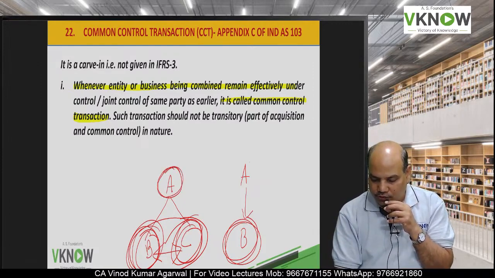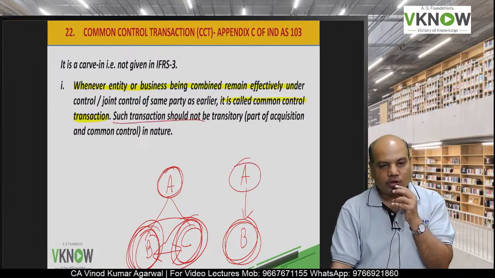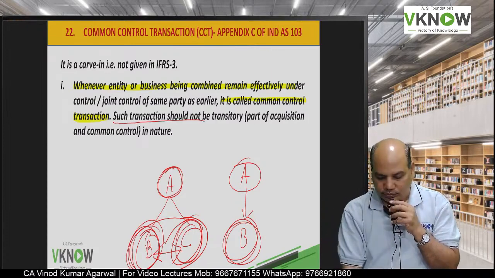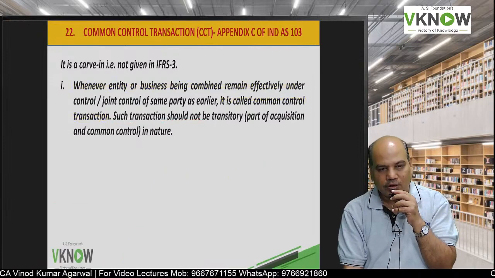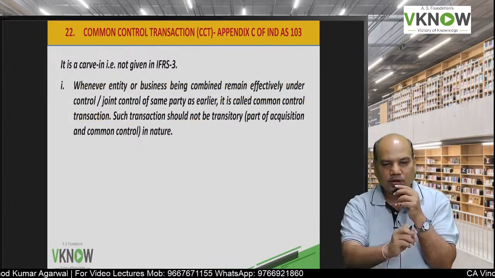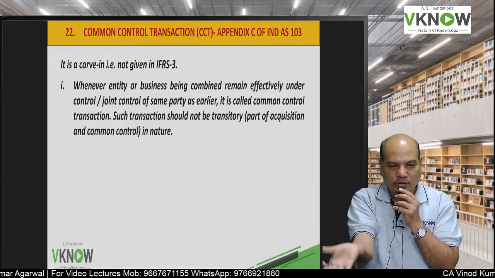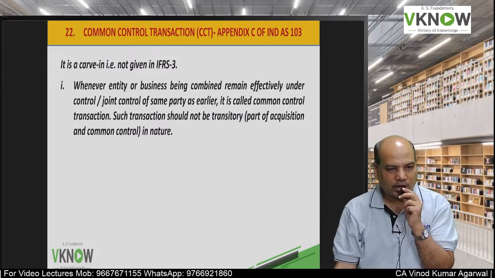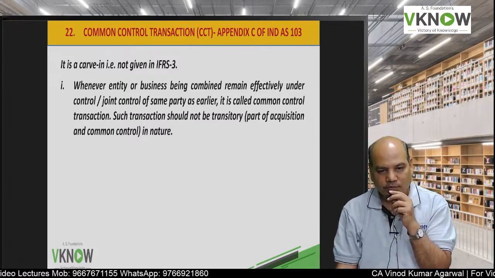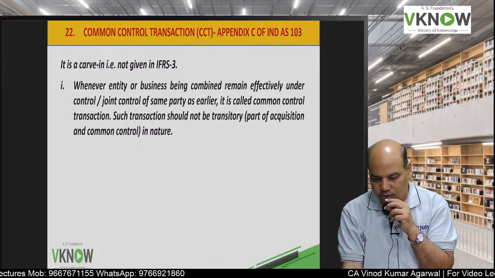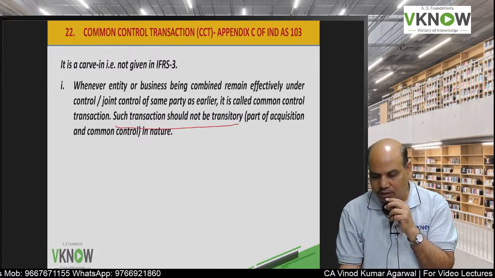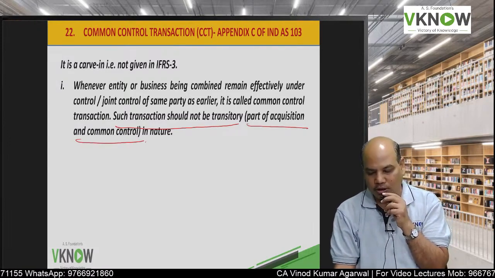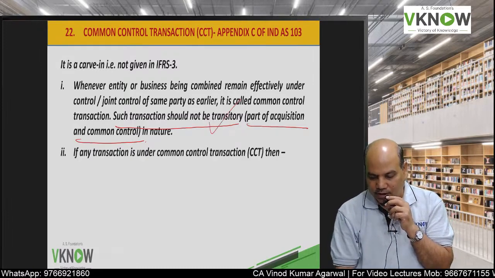Since the control has not changed, the accounting system is also designed in such a manner that you cannot have a major effect on the balance sheet. Otherwise, by doing all such transactions, you will be able to increase the value of your company, the net worth of your company, and the market value, and you can make a fool of the investors. So such transactions should not be transitory. Transitory means it should not be a part of acquisition and common control in nature. This I will explain later.